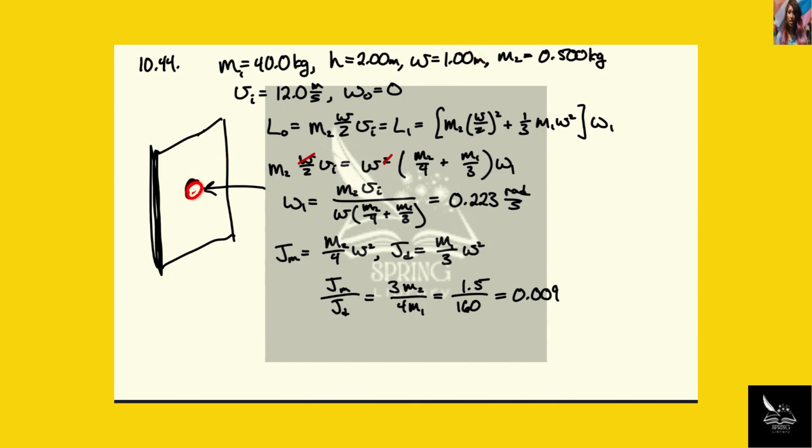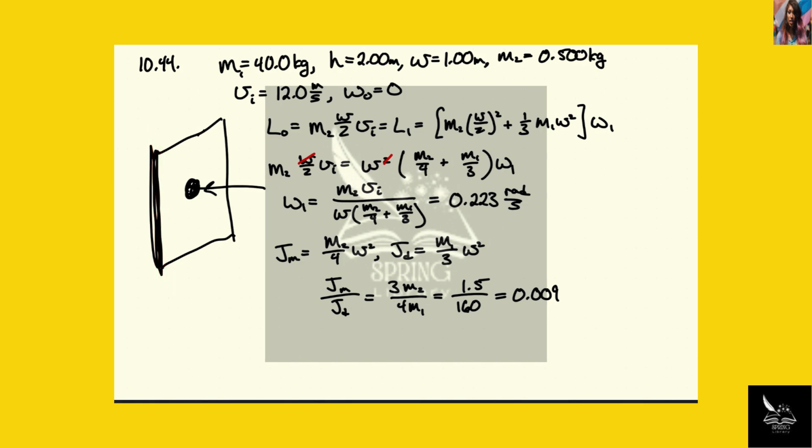The mud hits right at the center of the door, so W over 2, or half a meter from the rotation axis, and the mud has a half a kilogram mass. It's initially going at 12 meters per second, and the door is initially not rotating or moving. So there's conservation of angular momentum about this axis here.